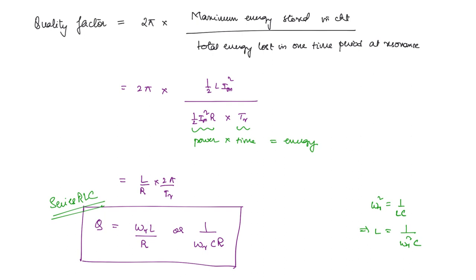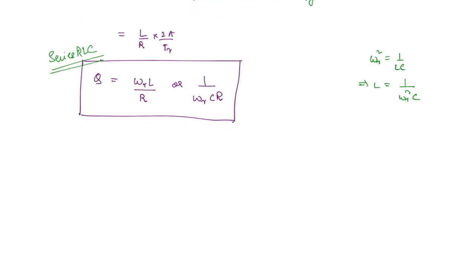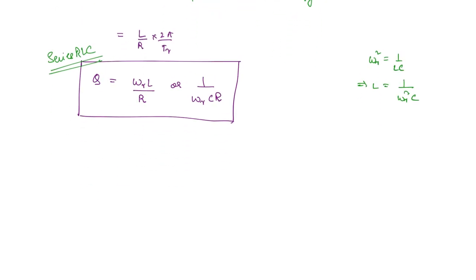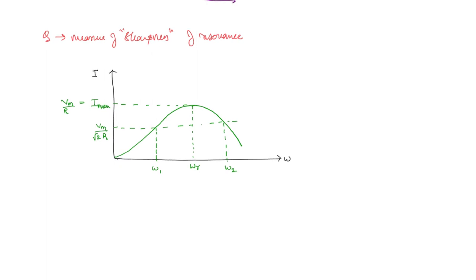Now quality factor is also regarded as a measure of the sharpness of resonance. Q is a measure of sharpness of resonance. So what does this sharpness mean? We will understand this if you see the frequency response curve. We saw the frequency response curve previously, right? Now for the same, this is the omega R.